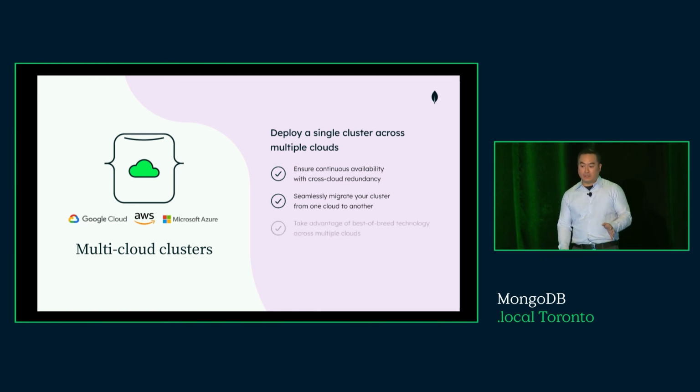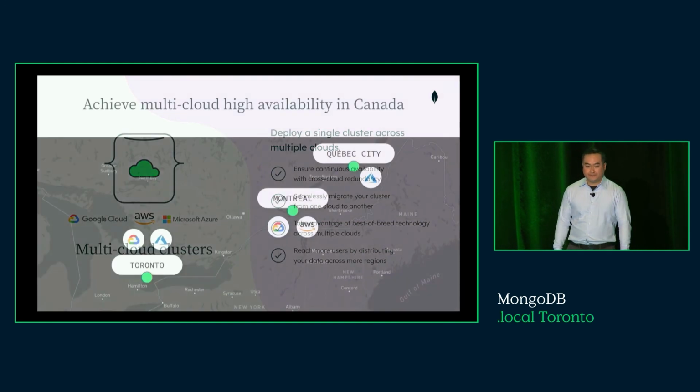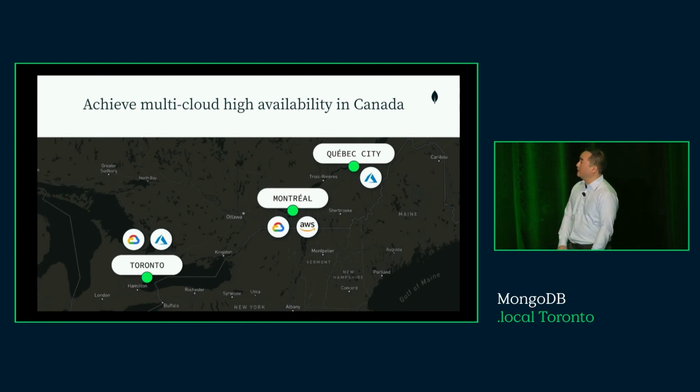And also, if you just want to take advantage of some services, say your cluster is in AWS, but you want to leverage some machine learning and AI services in Google Cloud, well, you can also have nodes there as well in the same cluster with the same data. Okay? So this allows you to reach more users, more regions globally. And especially in Canada, we have in Toronto 2 regions, right? One for Google, one for Azure, and then Azure also has a region available in Quebec City and Montreal.